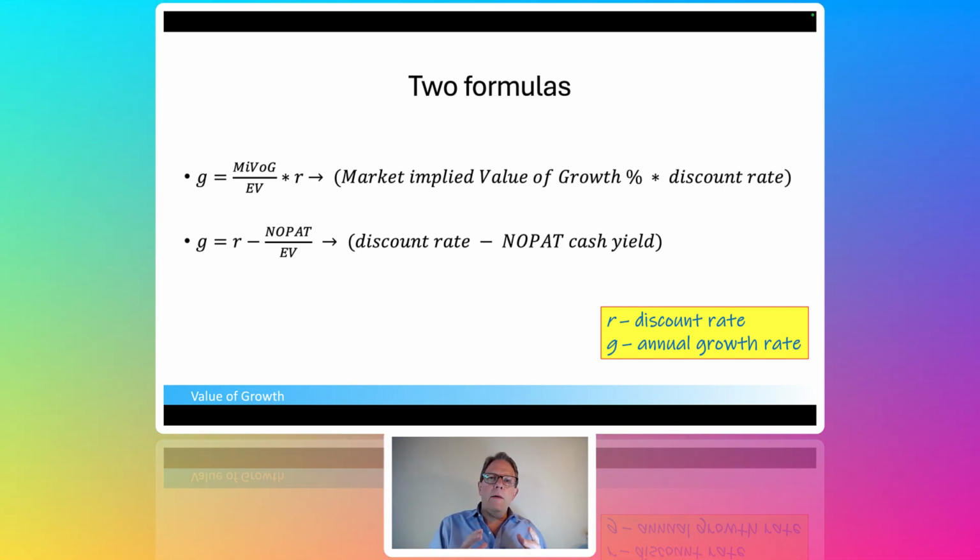Interestingly, I generally use the first formula when I'm looking at companies. Today, we're going to use the second formula to think about changes in margin. All right, so that's the first formula I tend to use.